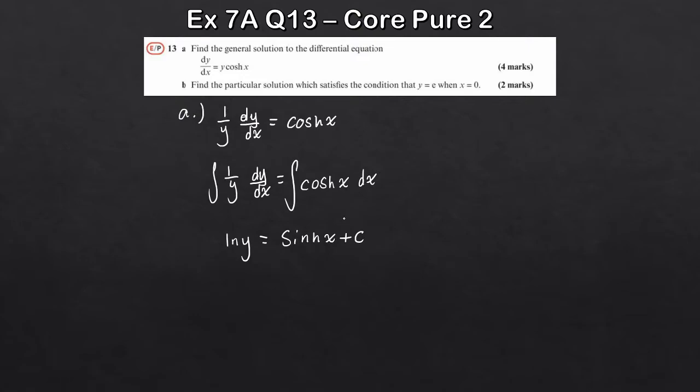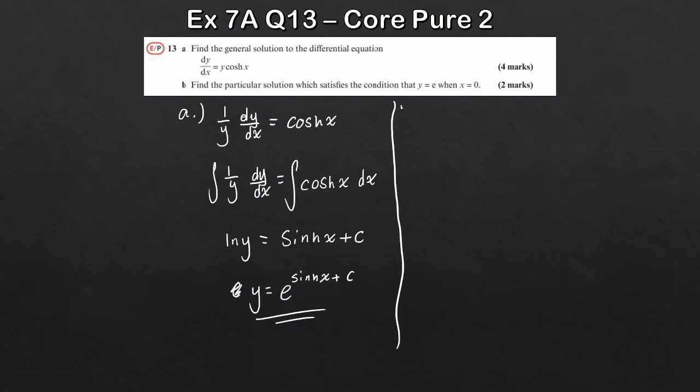So all I've got to do now to get this in terms of y is take the antilog. Take antilogs both sides, so that'd be raising everything to e, so e to the ln y just gives you y, so y is equal to e to the power of hyperbolic sine of x plus c. So that's my general solution there, because we've got it in terms of y already, so we don't have to do anything else.